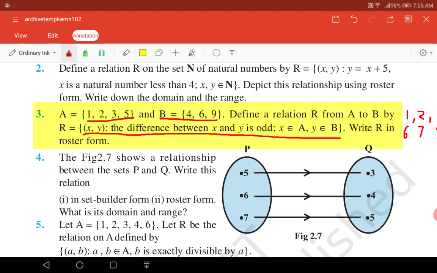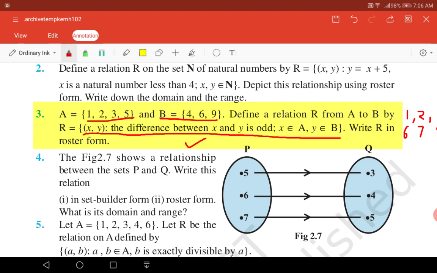So we have to just take the elements from A and B, and then take their difference. The difference between x and y is odd. So we have to take only those elements whose difference comes out odd. So when is an odd difference possible? When one is an even and one is an odd number. The difference can be odd only in that case when one number is odd and the other number is even.